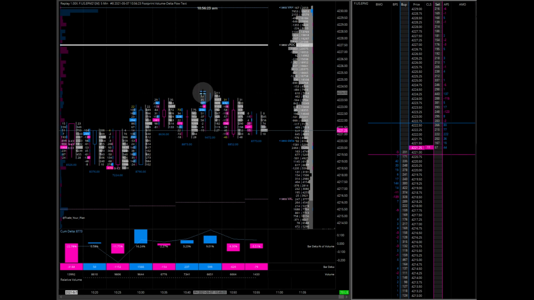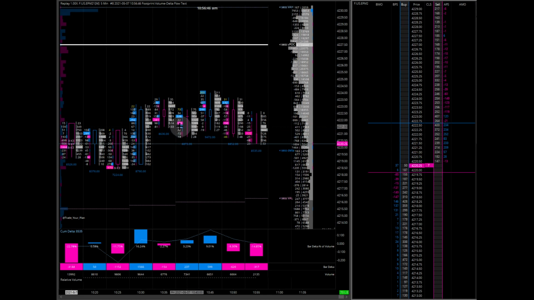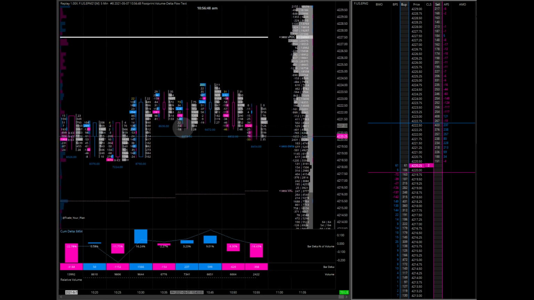This left side is net delta, and the background bar graphic gets brighter as there's a higher delta, and darker as there's a lower delta compared to the other deltas of the bar. You could see that the 228 is brighter than the 123.